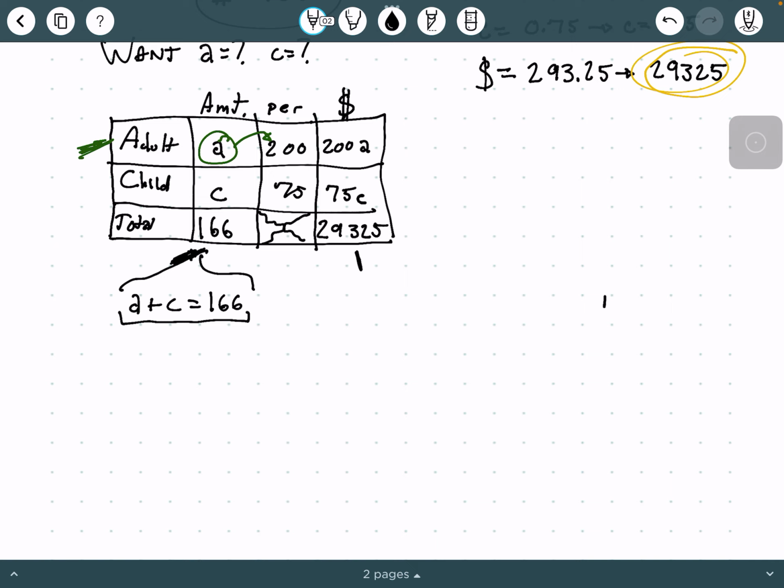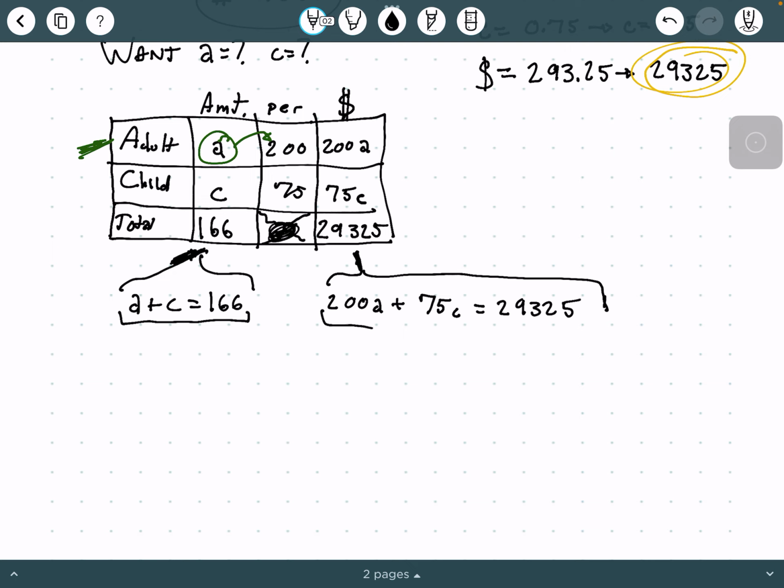And then we have this one, right? We don't have a total here, so this one we have another. We have 200 cents, or $2, so to speak, times adults, plus all the 75 cents per child, equals a total amount of money. They gave us a total amount of money, so it has to be a combination of those two. So it will equal 29325.